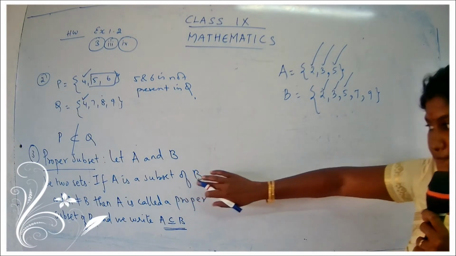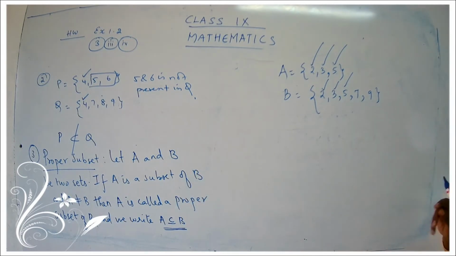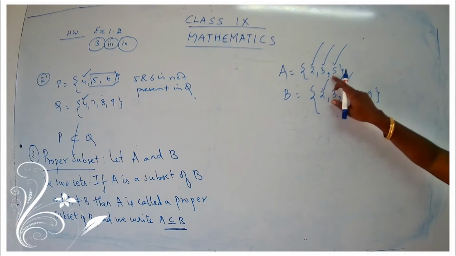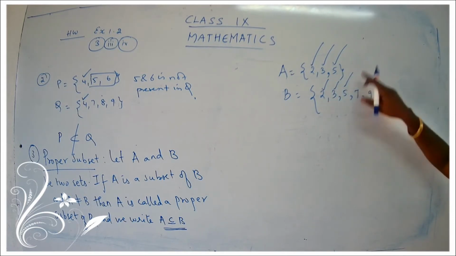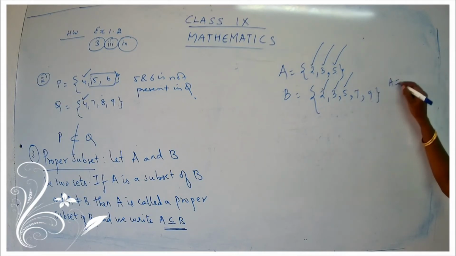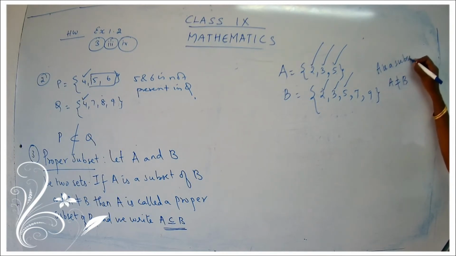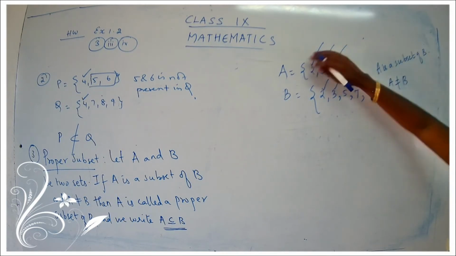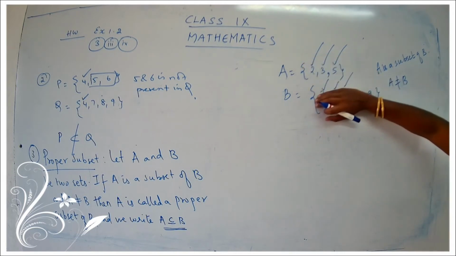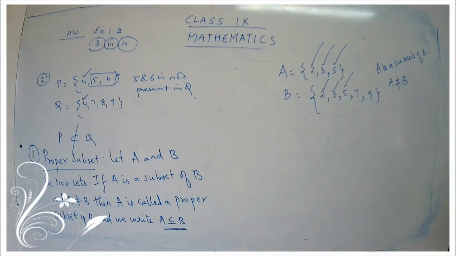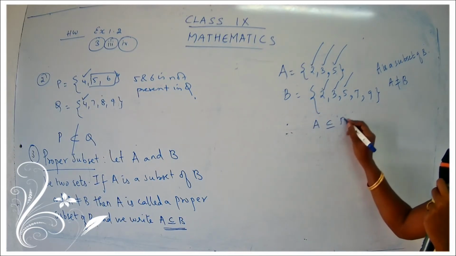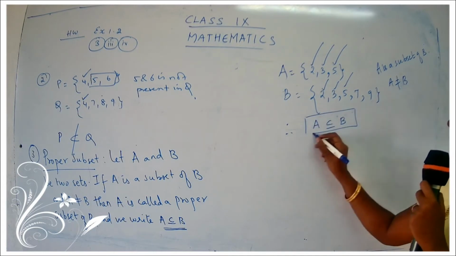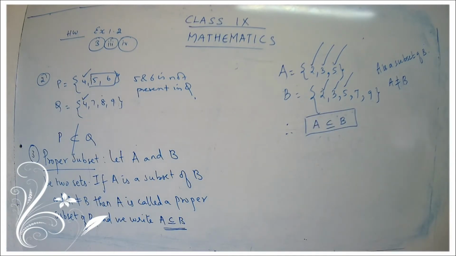If A is a subset of B and A is not equal to B, are they same, children? No. See, we have only 2, 3, 5, but here we have two more. What is that? 7 and 9. 7 and 9 are not there. That means A is not equal to B. So we have two conditions. A is a subset of B, which means every element of A is an element of B, and A is not equal to B. Therefore, you say A is a proper subset of B.